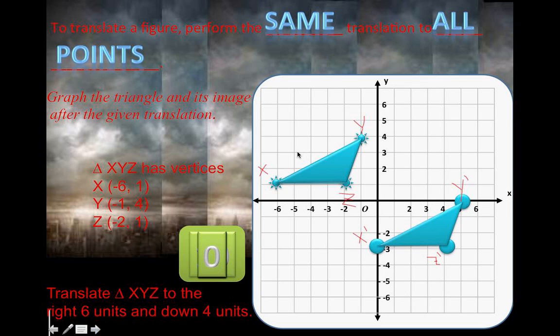That is pretty much all there is for translations. It's just taking a point, sliding it over, sliding it down, or sliding it up, whichever way you're told to go.